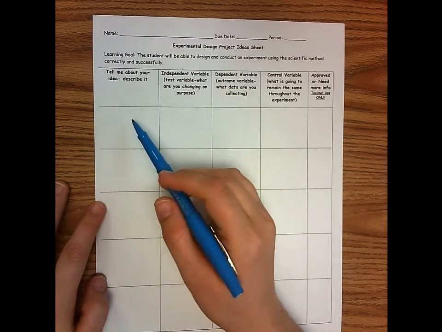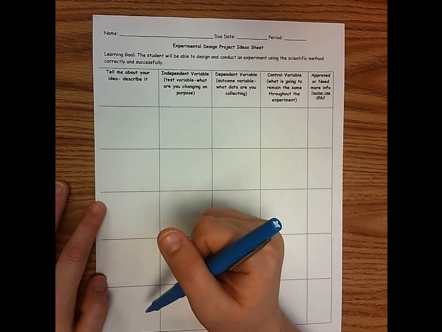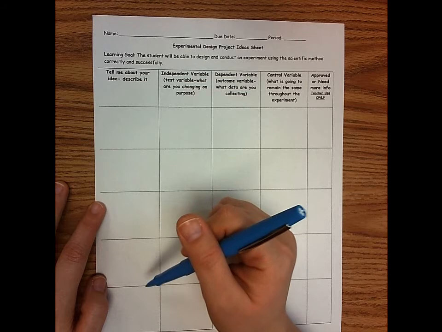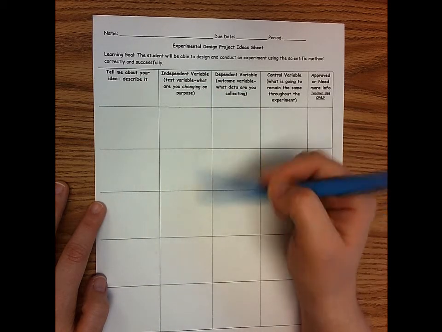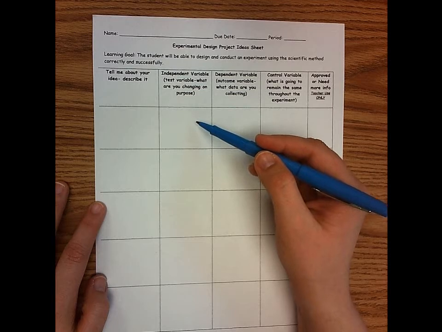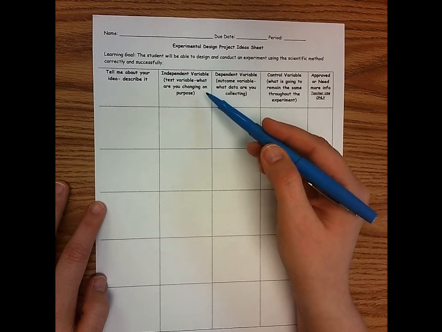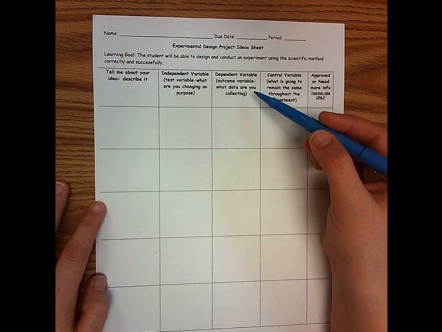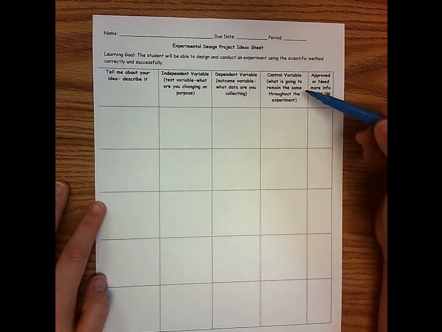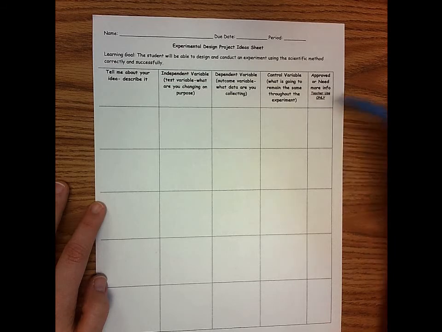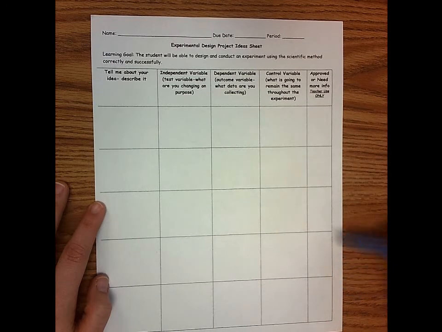So the first column is you just describe what kind of idea, what you want to do. The second column is you tell me what your independent variable would be, and that's what you're going to change on purpose. Then you would tell me what your dependent variable was going to be and what your control variable was going to be. And then this section is whether I said yes or no, okay?